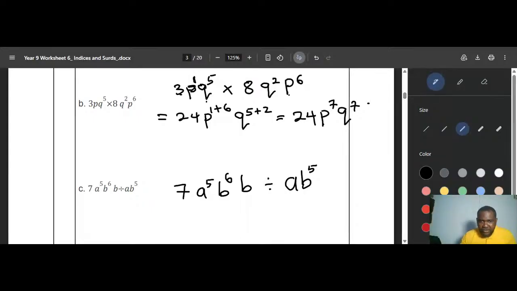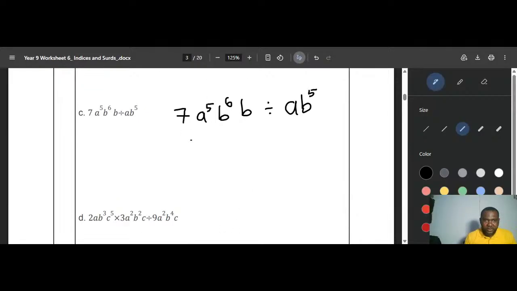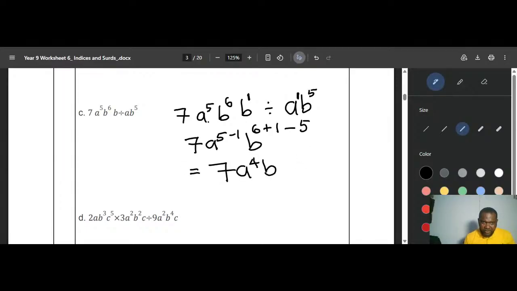Okay, let me do the other one. So this one is 7. A is 5 minus 1 because there's an invisible 1 here. Then for B, you have 6 here. You have 1 here. There's an invisible 1 here. Then minus, because you are dividing, minus 5. So that would be 7A 4. B 6 plus 1 is 7. 7 minus 5 is 2. So 7A 4B2. Yeah, I think some persons got that.